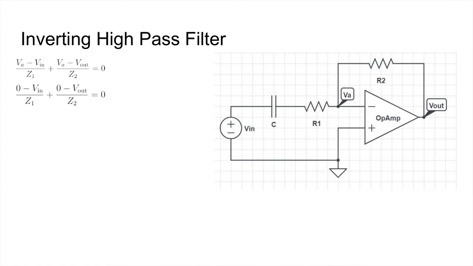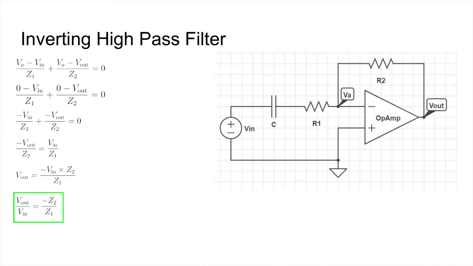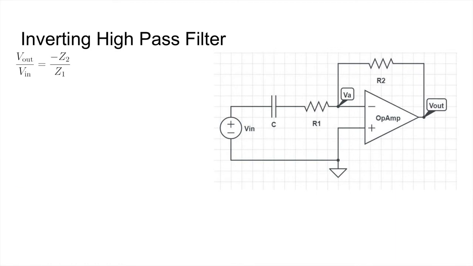And we solve for Vout just like before, and we would end up with Vout divided by Vin is equal to negative Z2 over Z1. So this is a very similar equation, or actually the same equation as our low pass filter. However, we still need to calculate once again for these two impedances. So let's start with the easy one. The feedback loop is just the second resistor, so that's easy.